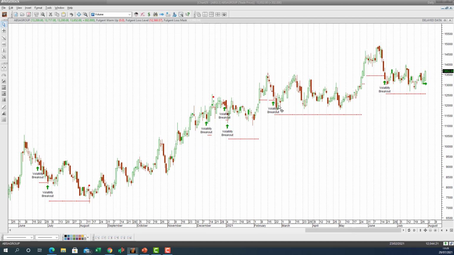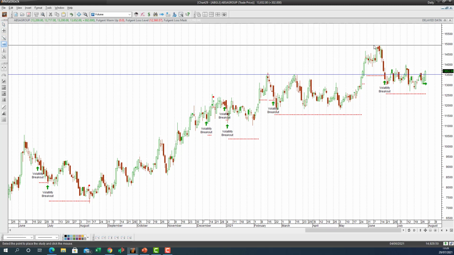You can see volatility breakouts, more volatility breakouts. You've got to be a little bit patient with this one. You see these trades can last for a couple of months even. And then these old highs are the resistance levels now. That's the upside target for the current trade, from this entry level in and around this zone here, with the upside target of just under 15,000 for the Absa Group.